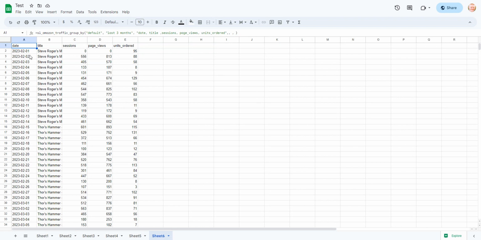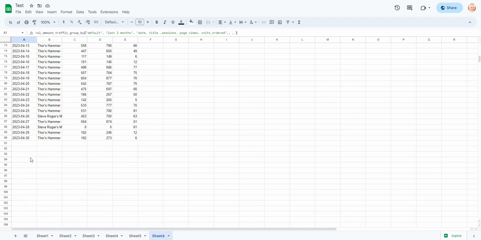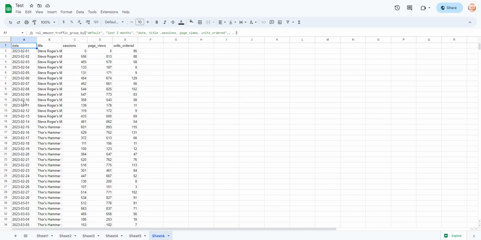Okay, so just as an example, I've got our Amazon traffic group by formula. I'm using the default selector. I'm looking at our data from the last 3 months, and then I'm looking at the columns date, title, sessions, page views, and units ordered. Okay? And this is what we see. Notice on the left, we have one row of data per date.